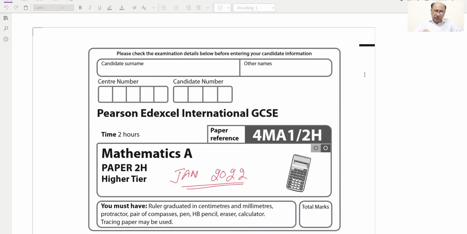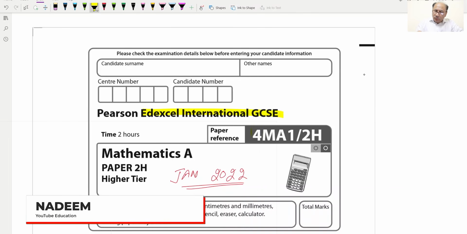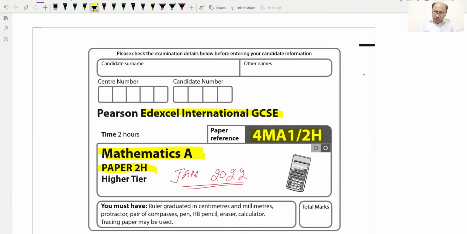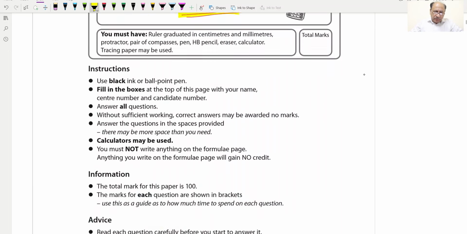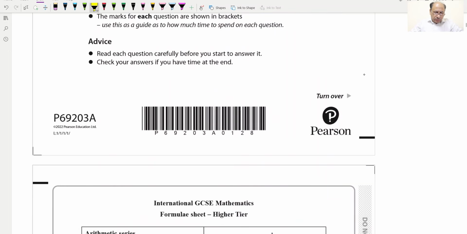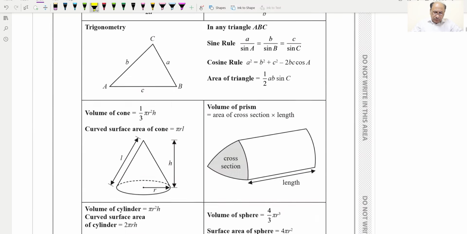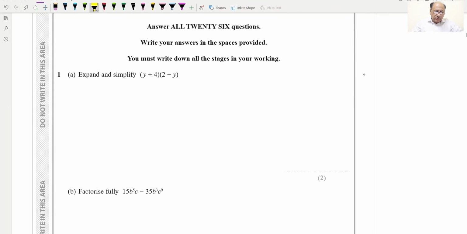Hello everyone. Today we'll be going through Edexcel International GCSE Mathematics A, paper 2H, for Jan 2022, and we can move to question number 1. This is the formula sheet and this is question number 1.